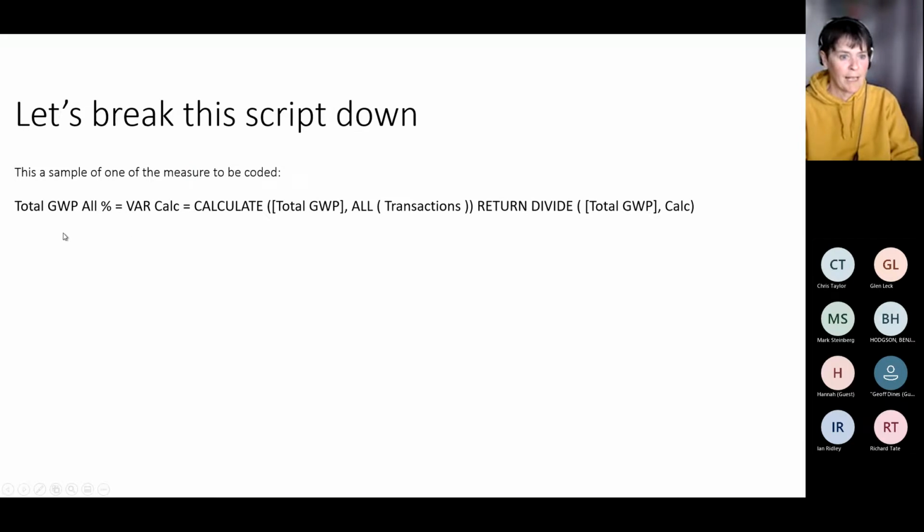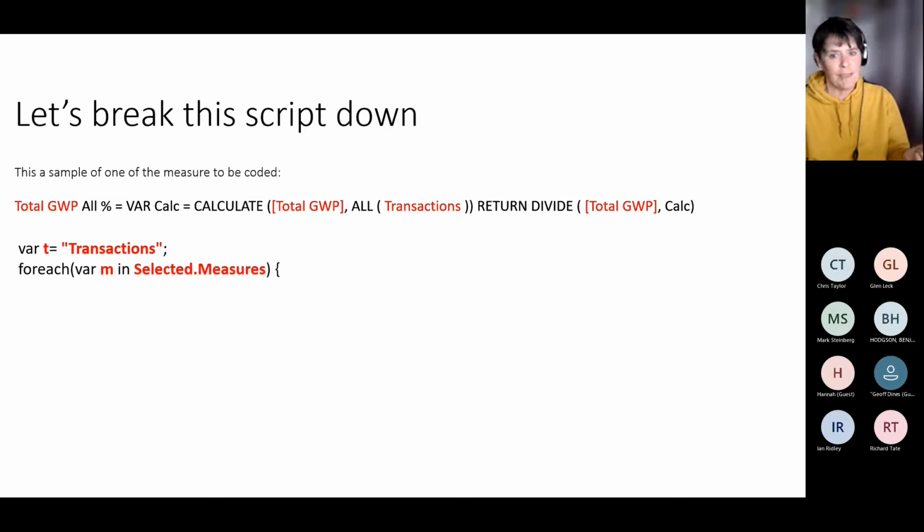But now let's have a look at it coded. First off, total GWP and transactions are the objects that are part of it. And if we look at it, I'm creating a variable on the transaction table, which I'm calling T. You don't actually have to do that, but I've probably copied some element from somebody else.